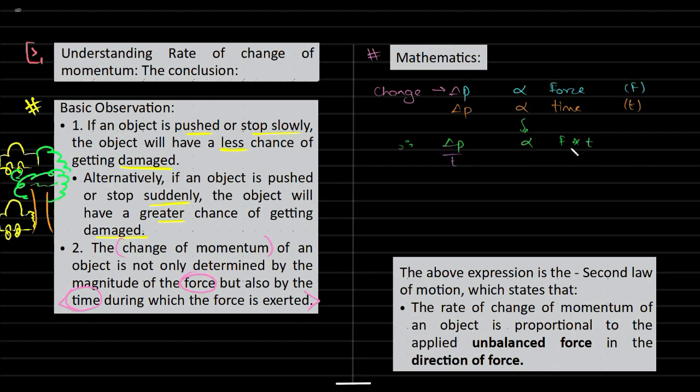Now, if I divide both the sides by t, we have change in momentum by t is proportional to force. This very representation on the left is nothing but the rate of change of momentum. That very thing is rate of change of momentum. That is proportional to force. The above expression is the second law of motion. This very statement that rate of change of momentum is proportional to force is your second law of motion.